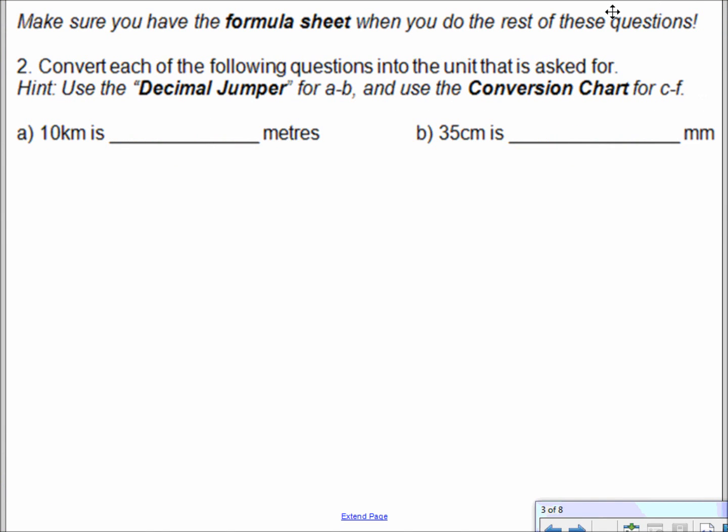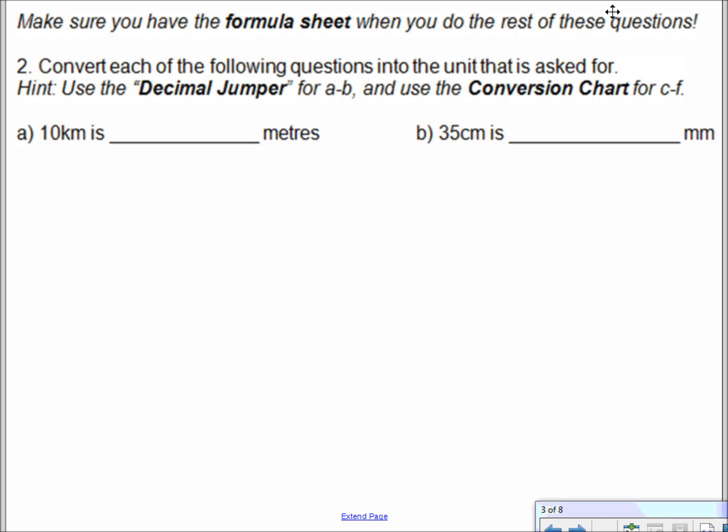Okay, so make sure you have the formula sheet, which I just handed out. Convert each of the following questions into units that it asks for. So hint, use the decimal jumper for A and B, and use the conversion chart for C to F. I just gave you a formula sheet there.